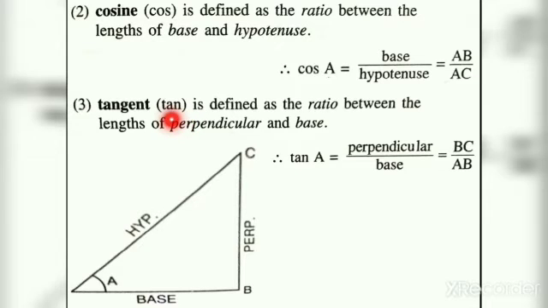So the next one, tangent. In short form you can write tan, defined as the ratio between the lengths of perpendicular and base. So tan A will be perpendicular divided by base. What is the perpendicular here? It is BC and the base is AB. So BC divided by AB. So tan A is perpendicular divided by base. So TPB. Okay. So T is tan, perpendicular P, base B.